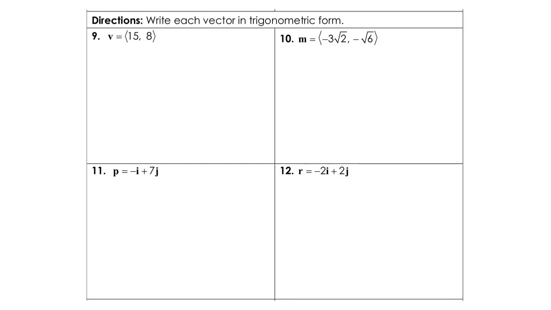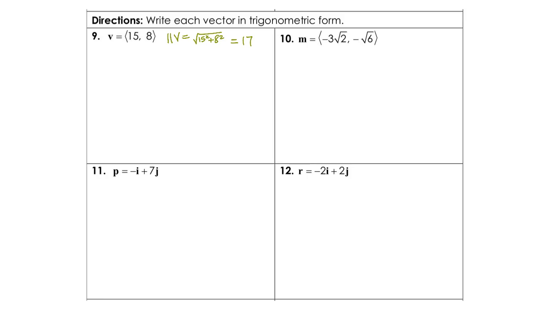Okay, for these, now we're going to go from our component form to our trigonometric form. So here's just another way of writing these vectors. So our trigonometric form, again, that's what we just came up with earlier. So we definitely need to find our magnitude of vector V. And so that's going to be the square root of 15 squared plus 8 squared. So that's going to give me 17.